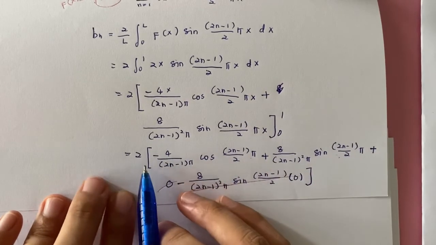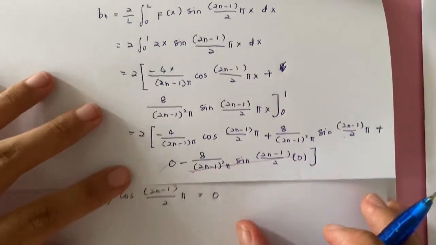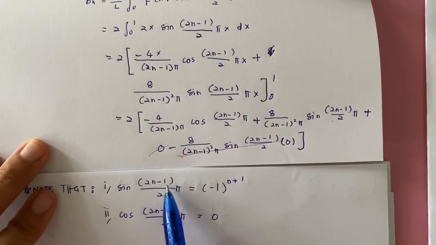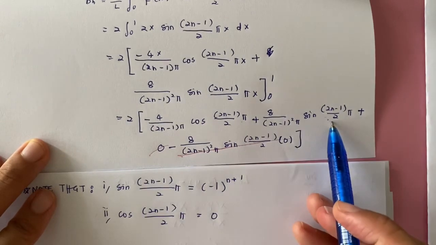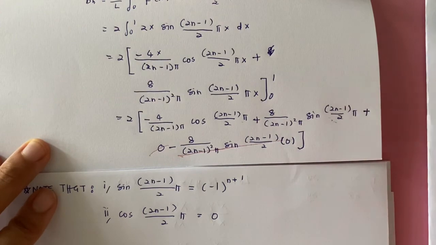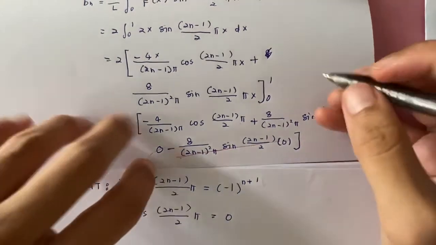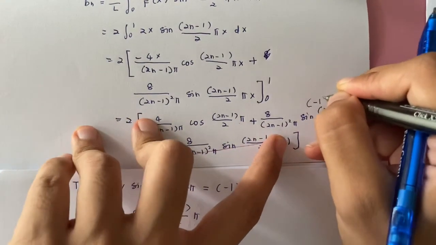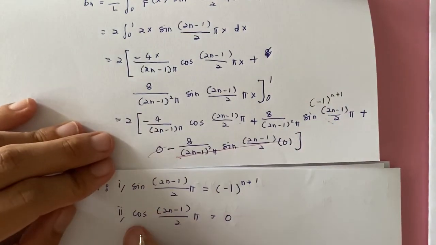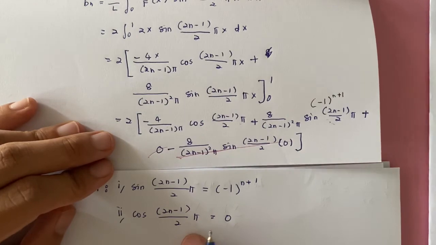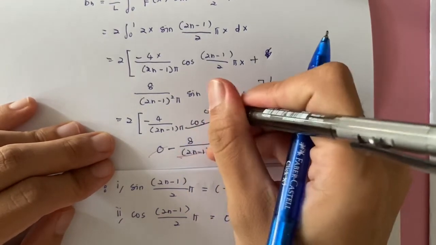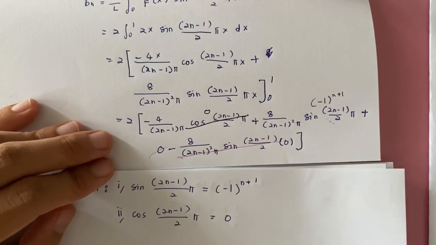Okay, so there is a helpful tip here. You need to note that sine((2n minus 1)/2 pi) is equal to minus 1 to the power of n plus 1, while the cos((2n minus 1)/2 pi) is equal to 0. Okay, so this is the extra tip.